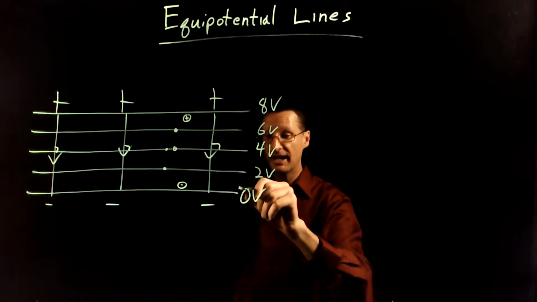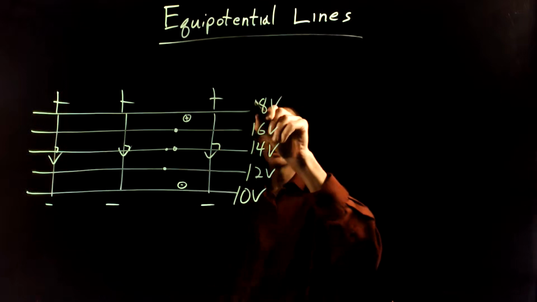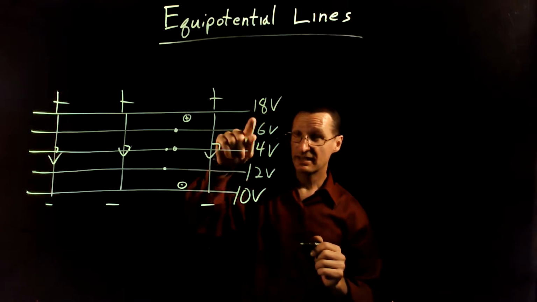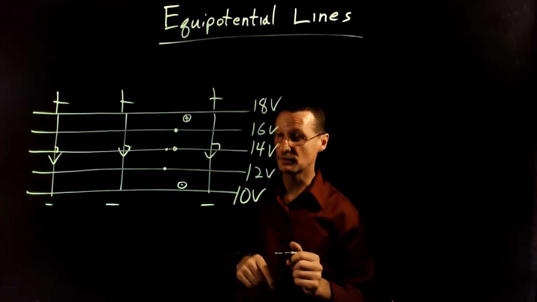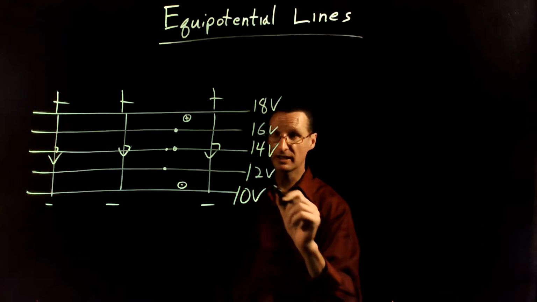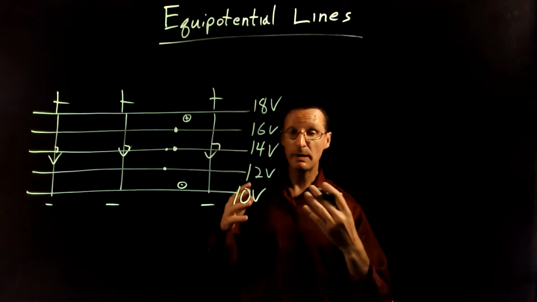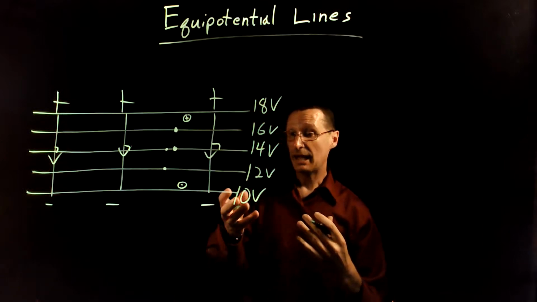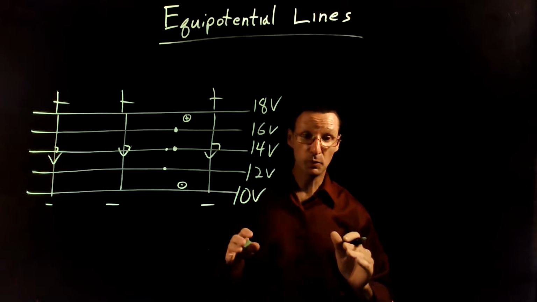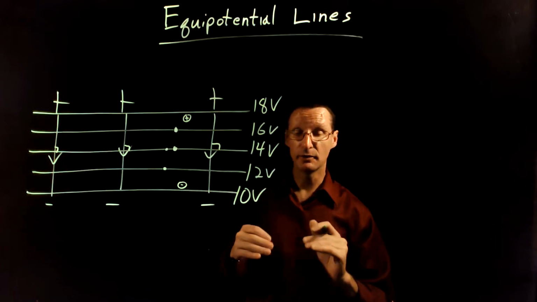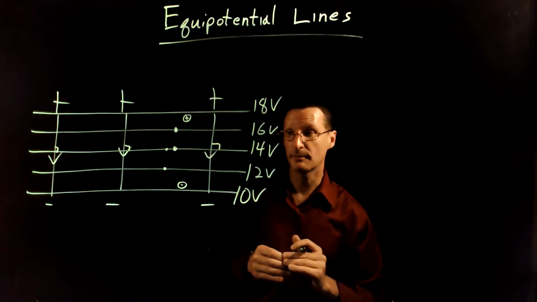And in fact, if I added 10 to all these voltages, so I set this bottom one at a potential of 10 volts and this top one at a potential of 18 volts, it would be the same story. 16 minus 14 is still 2. My point here is that the absolute zero point is not important. What is important are the voltage differences. Those are the only things that are important here.